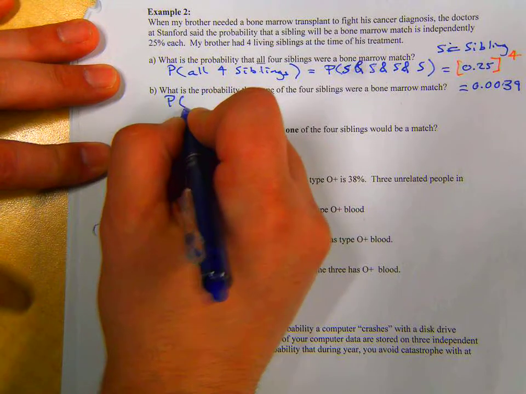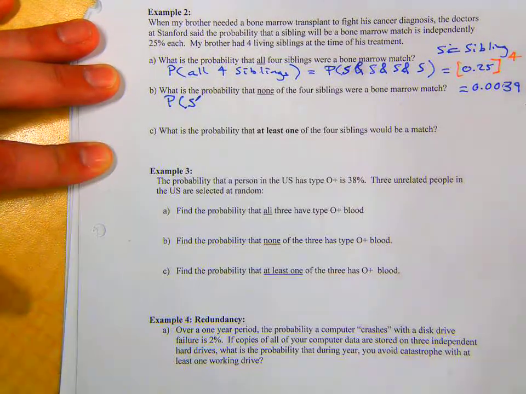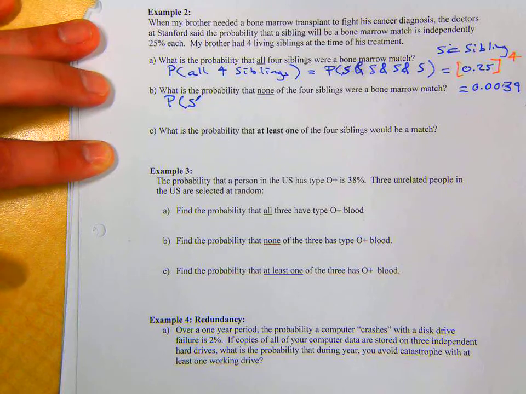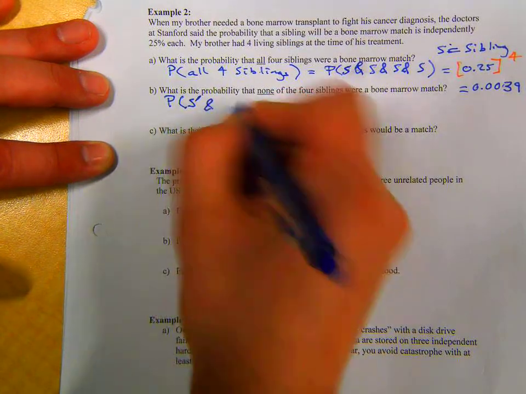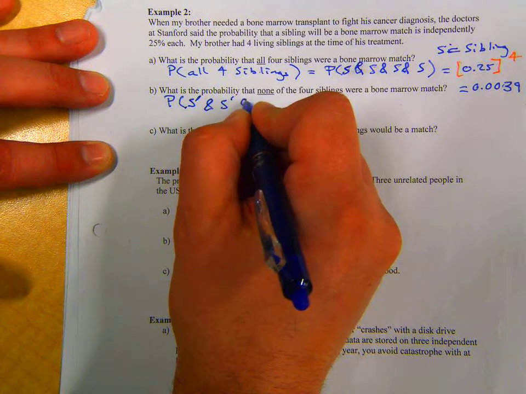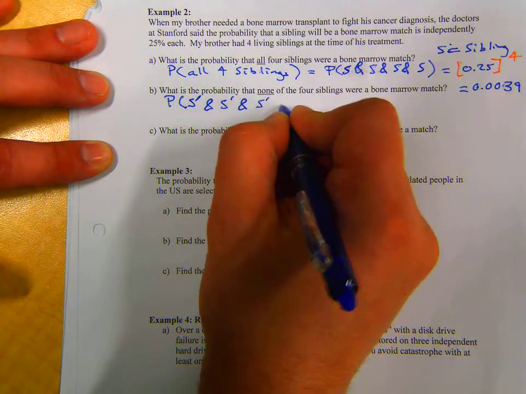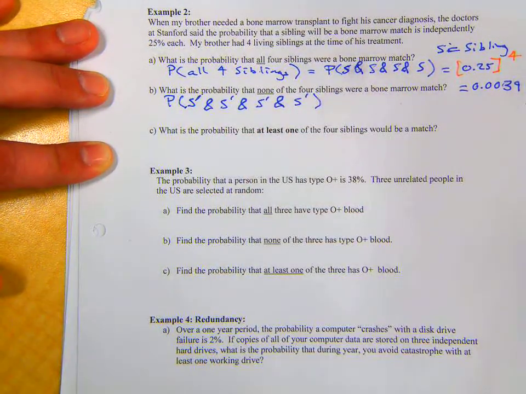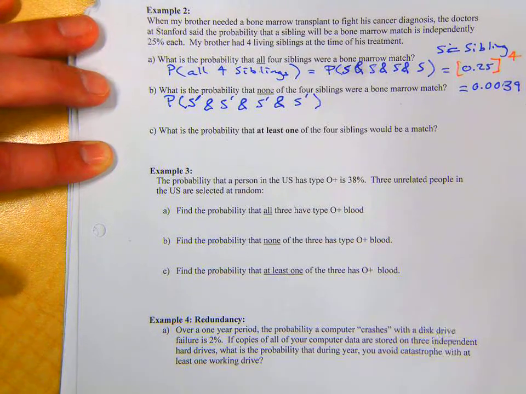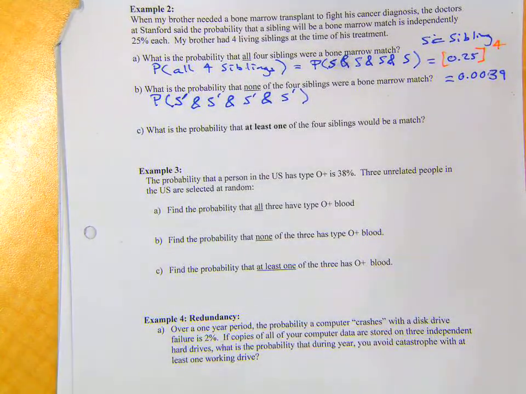Using the notation, this would be the probability that 1 sibling is not a match. Do you get the notation? There's that prime we were talking about, the complement set. Oh gosh, I have to do the and symbol again. Why am I having such a hard time with the and symbol? Did we get that statement? Not a bone marrow match, not a bone marrow match, not a bone marrow match, not a bone marrow match. All 4 siblings are not bone marrow matches.